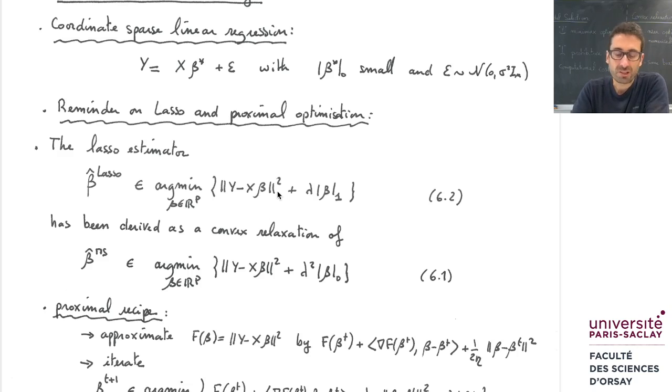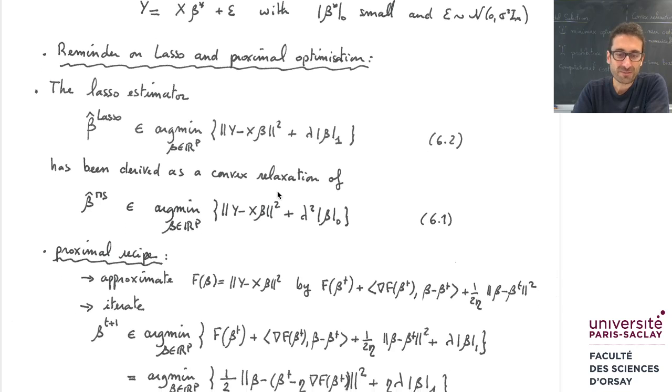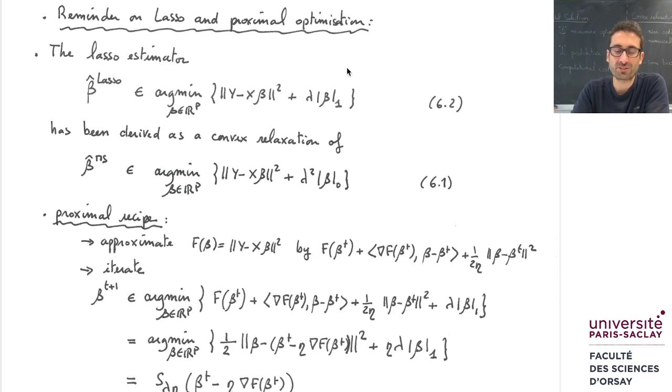There are many different algorithms for convex optimization. I have been emphasizing one of them, which is the proximal optimization algorithm that I will recall now. So what is the proximal recipe? The idea is that here we have a function that we call f of beta. We are not able to solve this directly, but we replace this function by something which is easier to handle, and we will be able to compute an approximate solution for this problem.